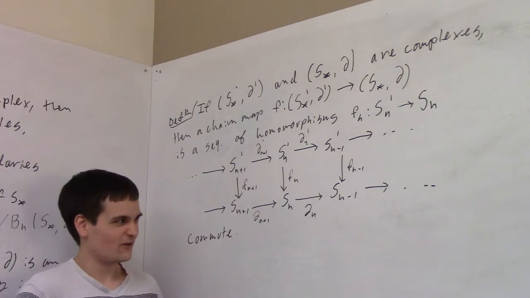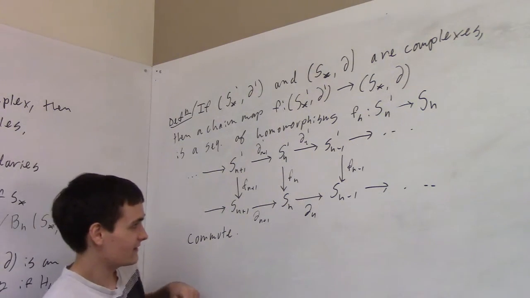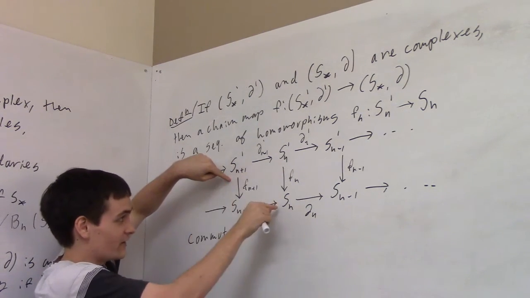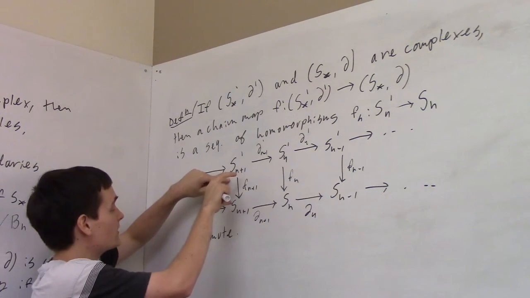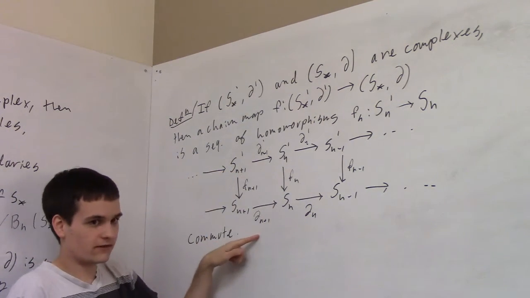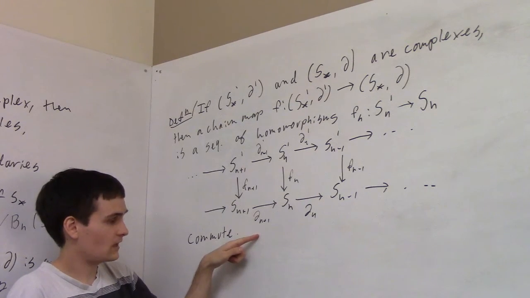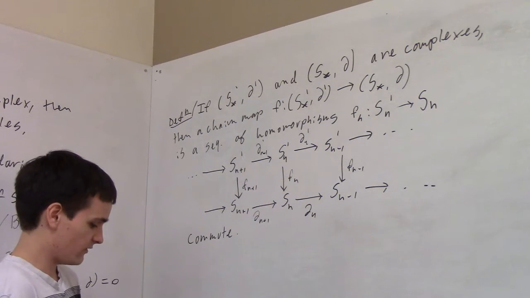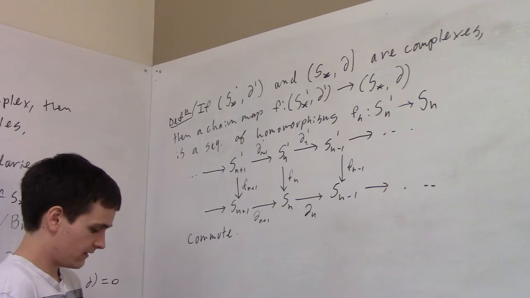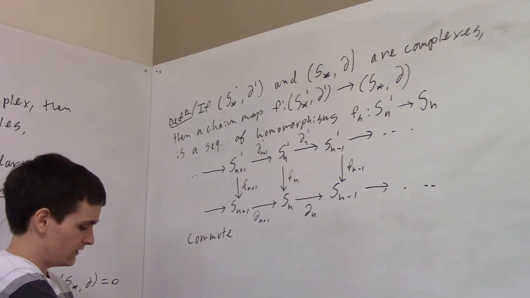Okay, so what I was going to say, the important part about this diagram commuting that we're going to use later, hopefully if we get there, is the fact that these squares commute. Or in other words, the components of the chain map commute with the differentiation operator. That is essentially intuitively what this diagram commuting means. So that's going to be important to us later.